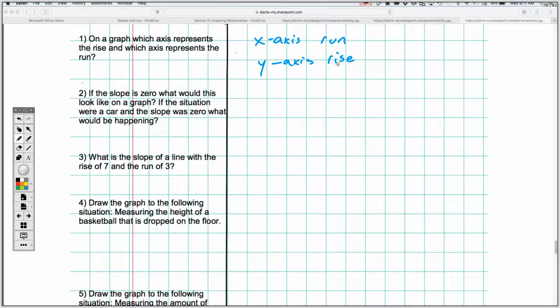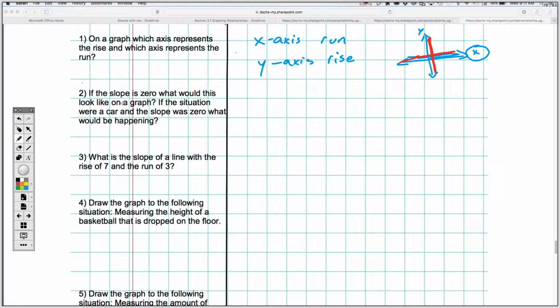Anyone want to challenge her authority? Anyone get a different answer? No? Okay. And it makes sense if you look at it visually. You have this as your x-axis, that's your y. If you're running, you're not going up and down. You're going right and left. So it would be x-axis for run. And rise would be up and down. So it would be your y.